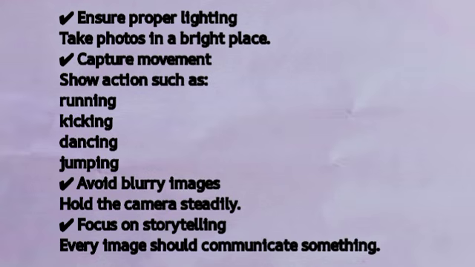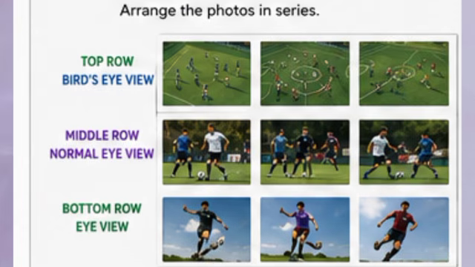So from there, let's go to the arrangement of the photos. So here, the photos should be arranged in series. So suggested arrangement, we have top row, we have bird's eye view photos. Then middle row, we have normal eye view photos. And bottom row, we have worm's eye view photos. And this arrangement will help the story flow clearly.